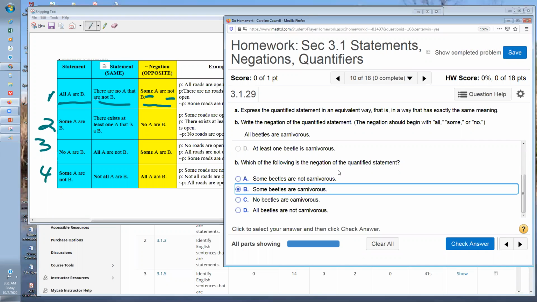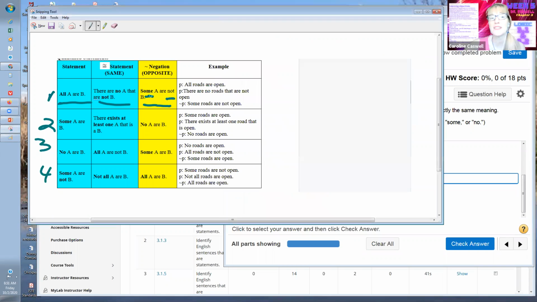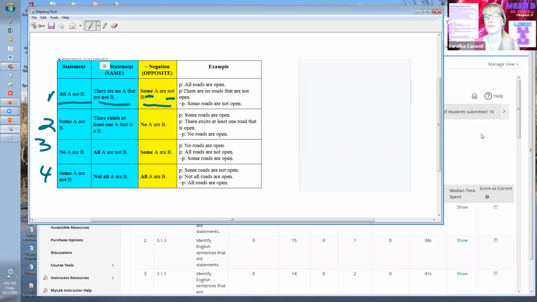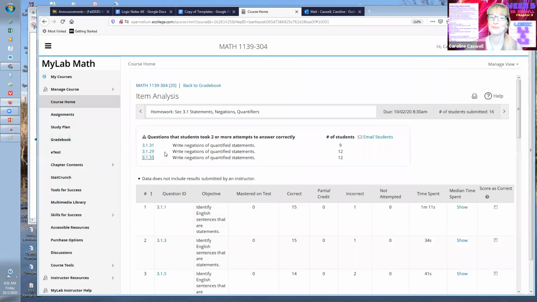It's some beetles are not carnivorous, because I'm looking for some and I'm looking for not. If you use this chart, you shouldn't get them wrong, because it's right in front of you. It's telling you exactly what to do. Last one in this section.